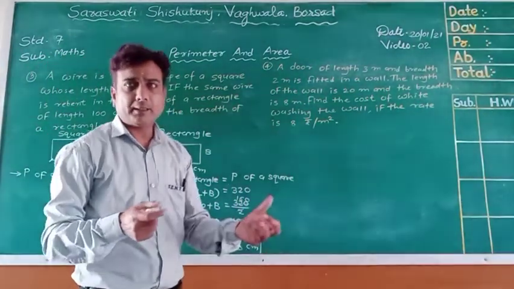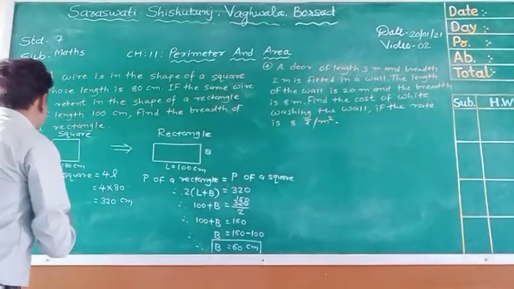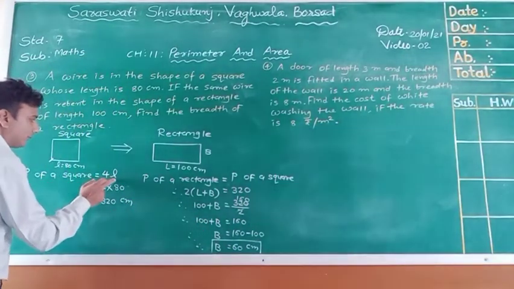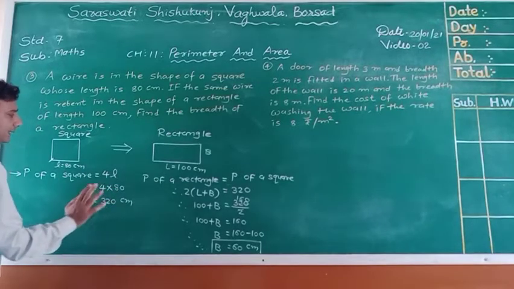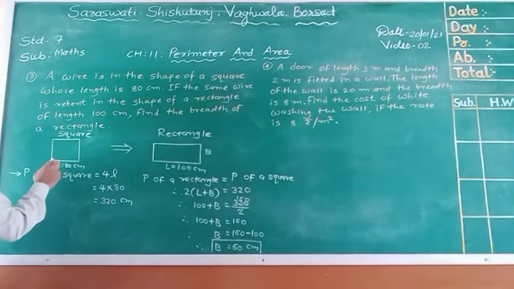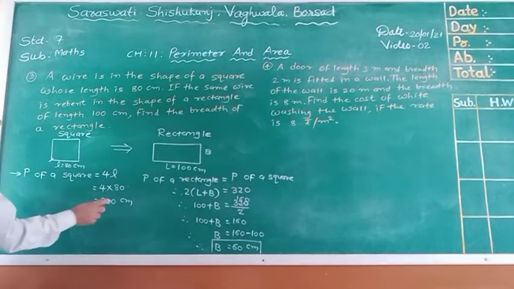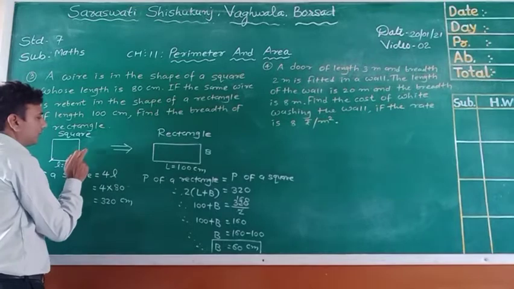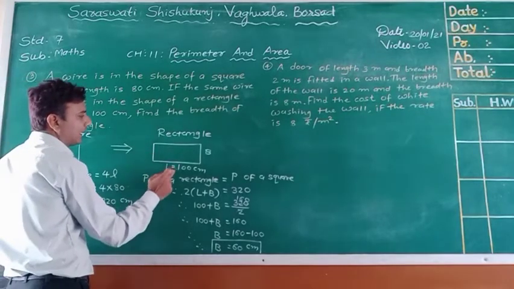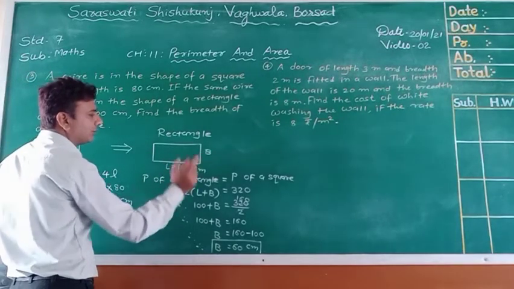Once again I explain this. See, perimeter of a square equal to 4L, 4 multiply 80, 8 4s are 320 centimeters. So the length of this square wire is 320 centimeters. Now we convert this square shape into a rectangle, but its length we have to keep 100 centimeter, and the width we want to find.